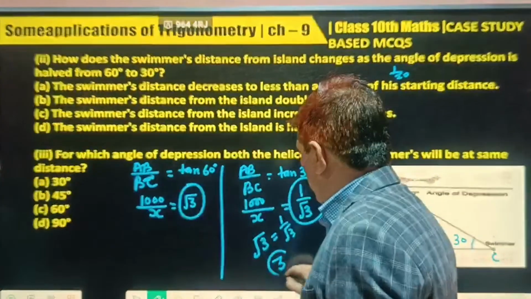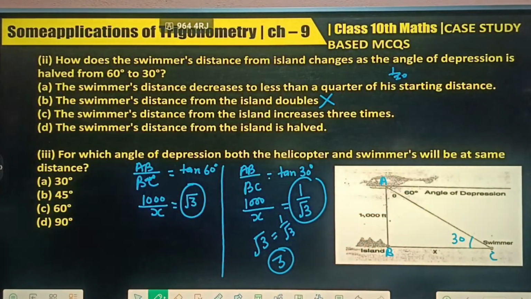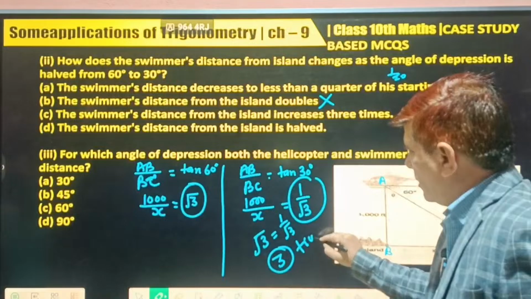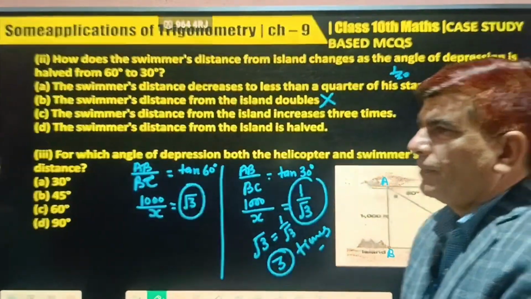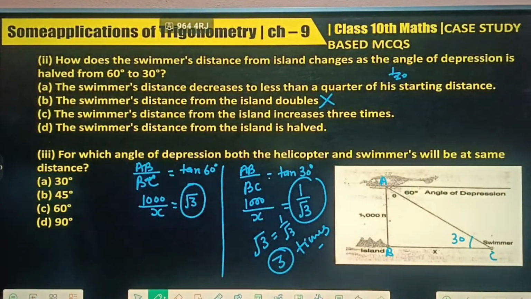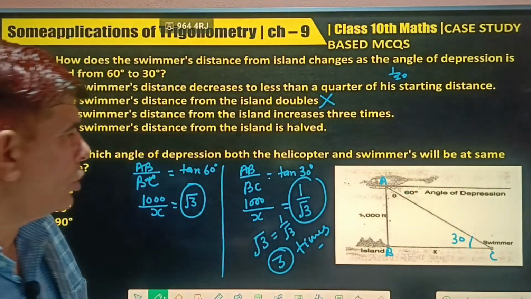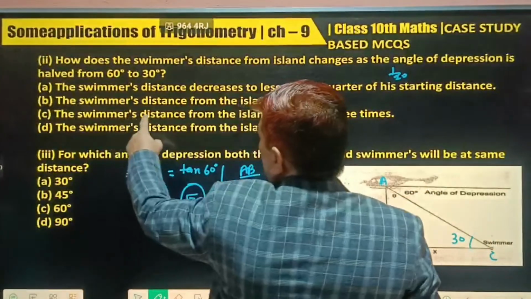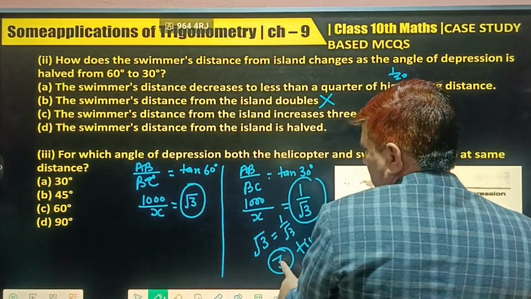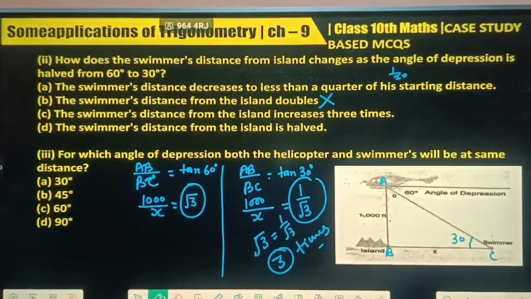So what happened? The swimmer's distance from the island increases how much? 3 times. Yes. See, the swimmer's distance from the island increases 3 times, that I told you. So how much does it increase? 3 times.